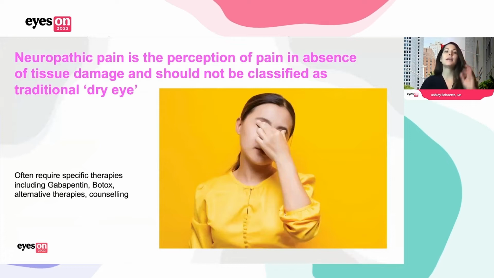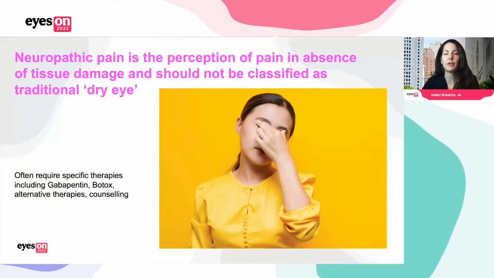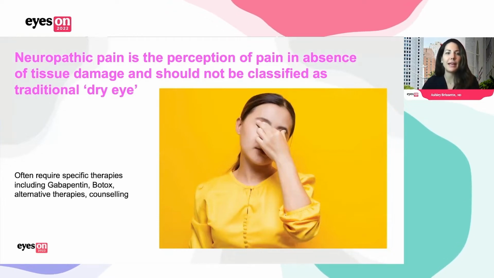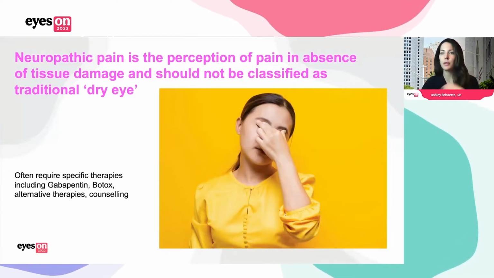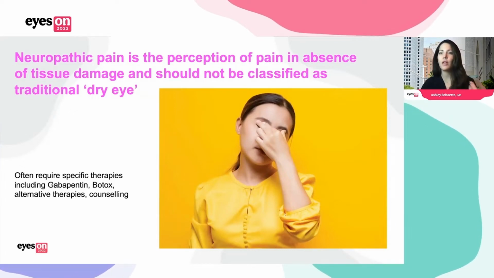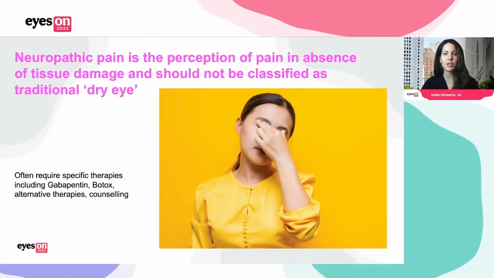Lastly here, neuropathic pain is something that we're really starting to have more understanding about. This is that perception of pain in the absence of any tissue damage. So when you do your vital dye staining, when you look at the tear breakup time, all things appear normal when you look at the meibum expression, etc.